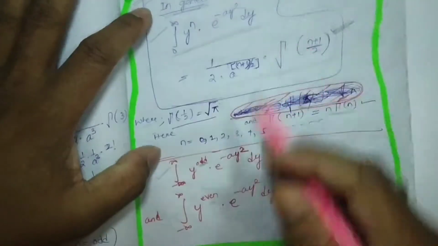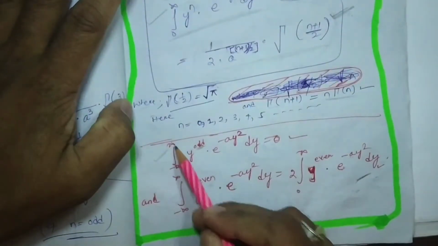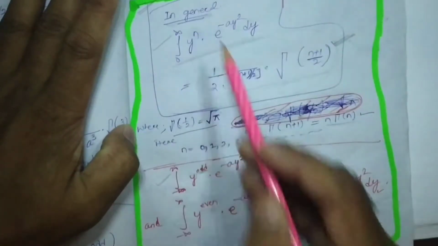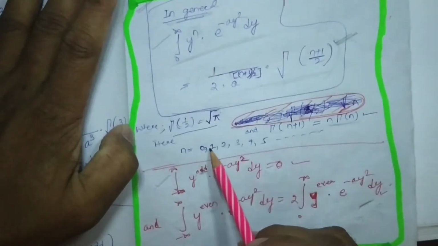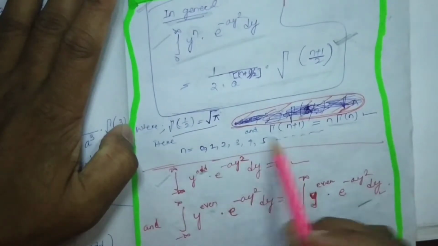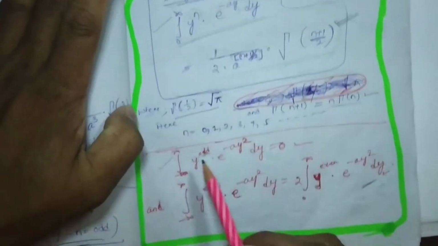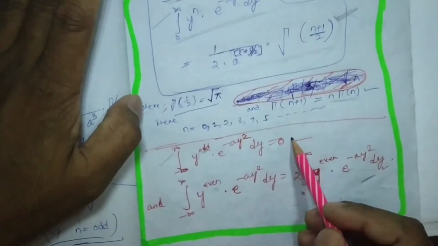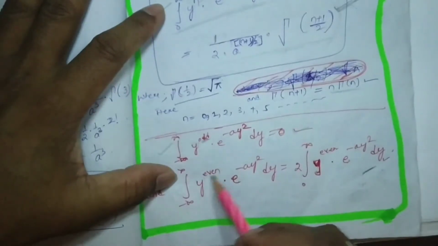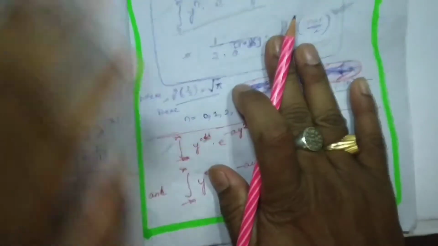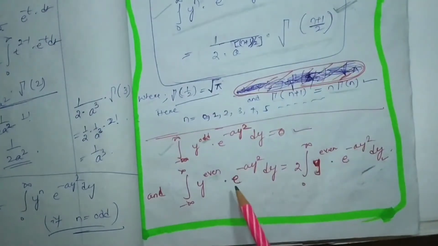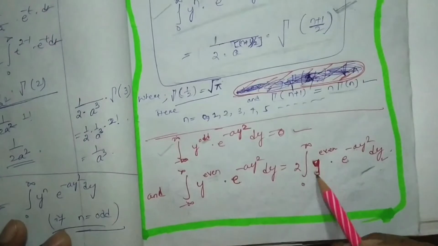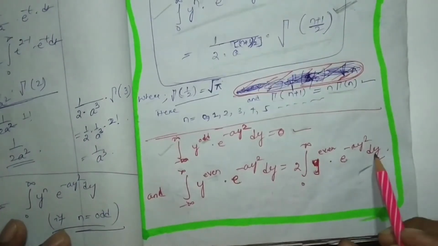Here one more thing I am going to say: you also have to write this much, the integral from minus infinity to infinity. See, here n can be 0, 1, 2, 3; 1, 3, 5 are odd, and 0, 2, 4 are even. So if y to the power odd into e to the power minus a y square dy, it will be equal to 0. If y to the power even into e to the minus a y square dy, it will be equal to 2 into the integral from 0 to infinity of y to the power even into e to the power minus a y square dy.